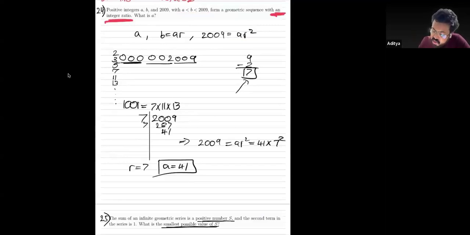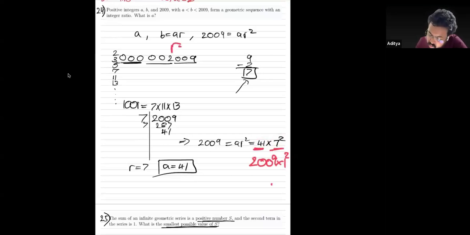Correct. And the ratio is R over here. And if R is an integer, I have 2009 factored into AR square. Now I will factorize 2009. It turns out that it is 41 times 7 square. Since 2009 can be written as a product of a perfect square and another integer in two ways only, it's either 2009 times 1 square or 41 times 7 square.